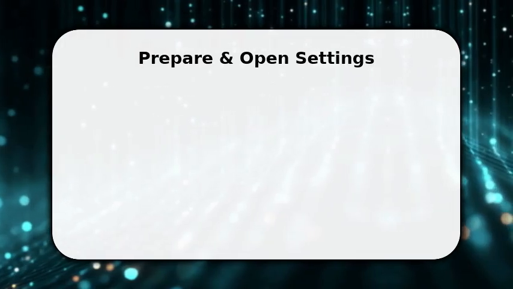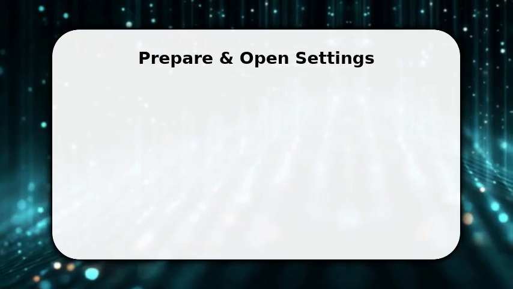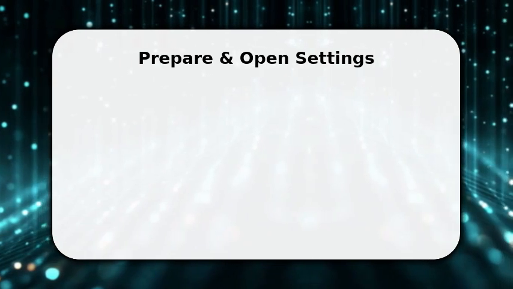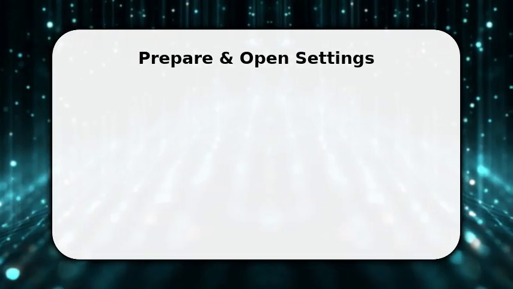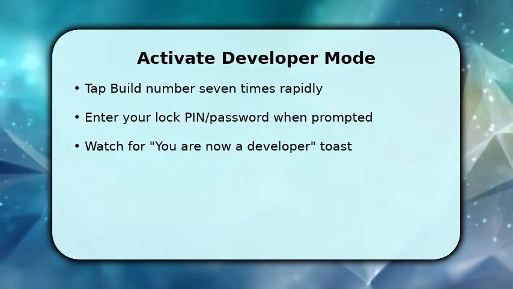You do this because Android hides advanced features to prevent accidental changes. Now position your finger ready to tap repeatedly. The next step is a pace of taps that the phone recognizes as intentional. Tap the build number 7 times in quick succession. You'll see a small countdown or progress indicator.